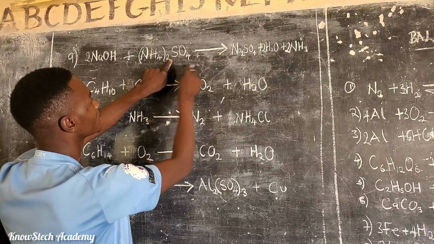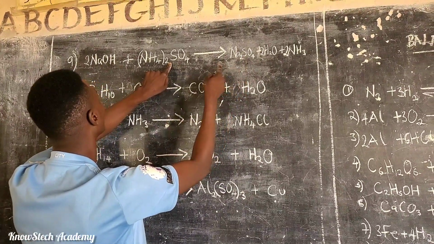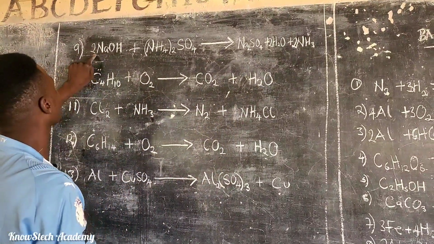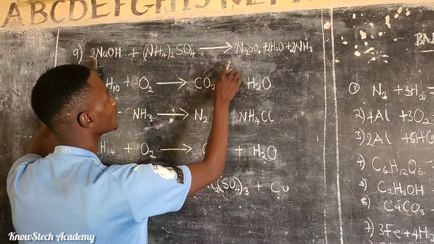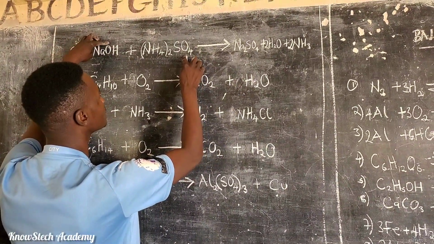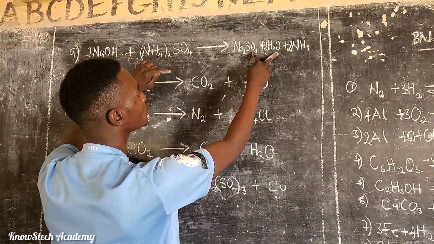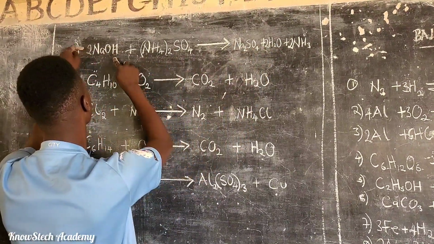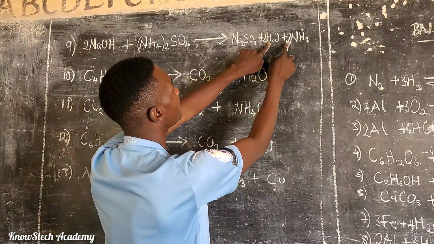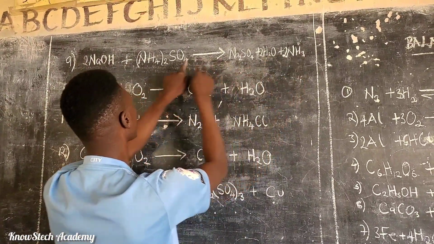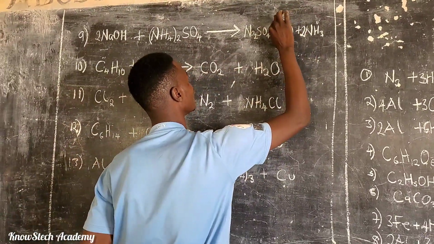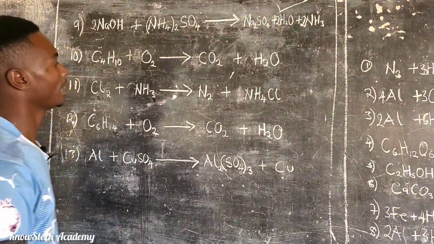Sulfur here, 1. We're done with oxygen, eh? Let's check. Sodium 2, sodium 2. Oxygen, you have 2 plus 4, 6, eh? So 4 plus 2, 6. Hydrogen, you have 2 plus 8, 10, eh? And here I have 4 plus 6, 10. Sulfur, 1. Sulfur, 1. This equation is exactly balanced.